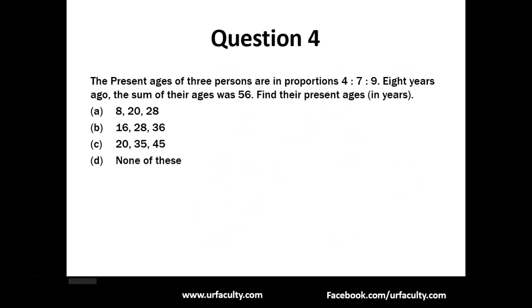Question number 4. The present ages of 3 persons are in the proportions of 4:7:9. 8 years ago, the sum of their ages was 56. What is their present age? Just like 2 people, for 3 people also you have to apply the same concept. So the ages of the 3 persons are 4x, 7x and 9x. So the keyword now here is 8 years ago. So 4x minus 8, 7x minus 8 and 9x minus 8 are their ages 8 years ago.